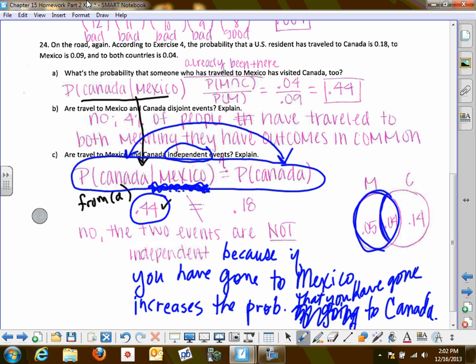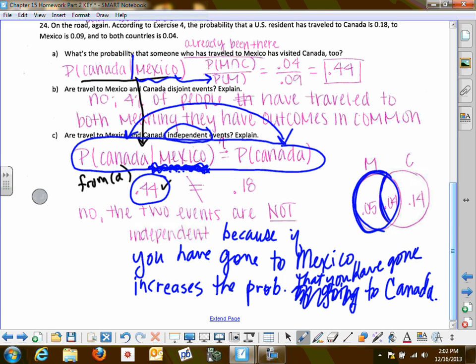Given that you have traveled to Mexico, out of the entire Mexico circle, what's the part that is the Canada and Mexico section? If we look at this picture, out of this entire Mexico circle, what's the part that is the Canada and Mexico part of that? How much is that? This overlap is 44% of the entire Mexico circle.